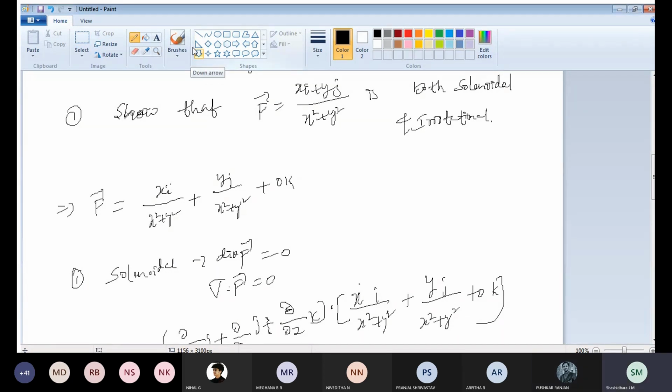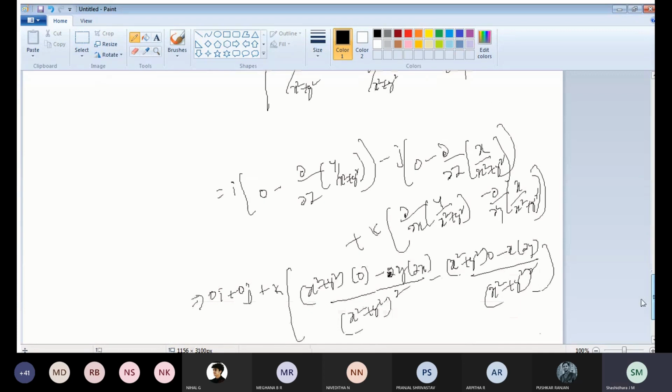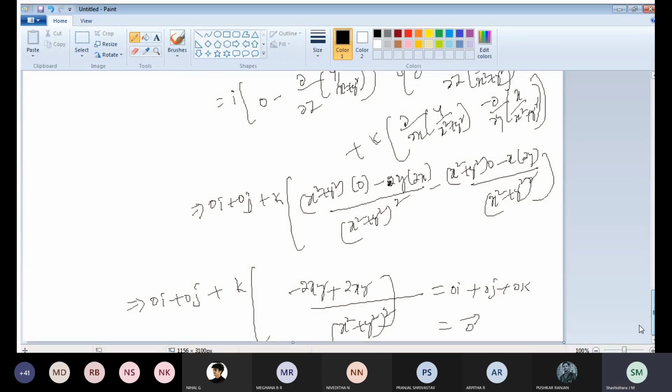See here. We have to prove that it should be a 0 vector. So minus 2xy plus 2xy is 0. 0 by x square plus y square whole square is 0, the coefficient of k. So therefore, finally you will get 0i, 0j plus 0k, nothing but the 0 vector.